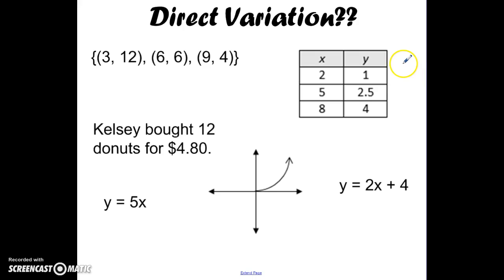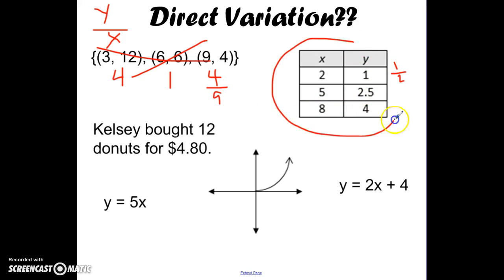So here's a few different examples we can look at to see if we can determine whether it's direct variation or not. So remember, we have to have a constant of proportionality. We need to have this ratio constant of y divided by x. So here we have 12 divided by 3, which is 4, but 6 divided by 6 is 1, and 4 divided by 9 is neither of those. So this does not represent direct variation. Here we would have 1 over 2, which is half. Here we'd have 2.5 over 5, so 2.5 is half of 5, and 4 is half of 8. So this does represent direct variation.